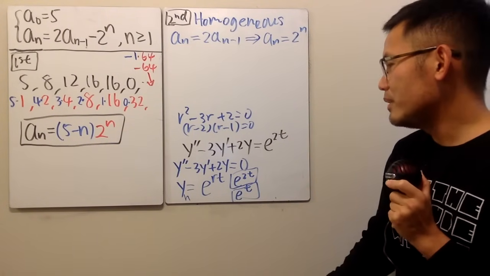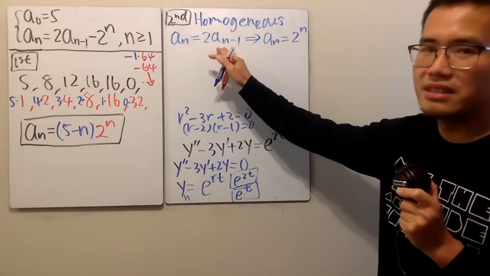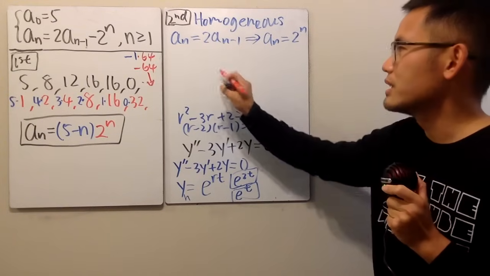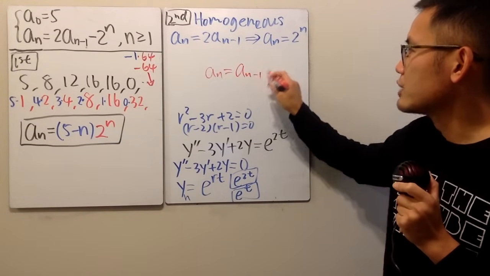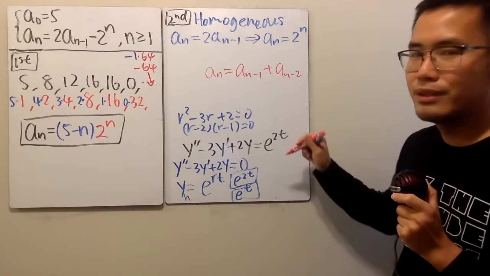Well, now you might be wondering, what if sometimes we have something else? For example, for the Fibonacci sequence, you have a sub n equals a sub n minus 1 plus a sub n minus 2.